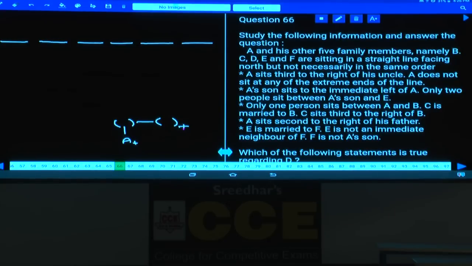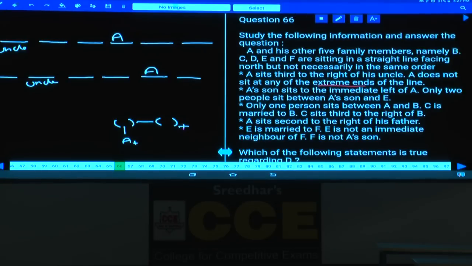A sits to the right of his uncle. If his uncle is at this place, 1, 2, 3, A will be here, isn't it? That is one possible. Then what is the next one here? And A does not sit at any of the extreme ends of the line. As A is not at the extreme ends of the line, then what is the second other possibility here? 1, 2, 3, 4, 5 and 6. Now in this one, A will be here and his uncle will be at this place, isn't it? Hence how many possibilities do we have? We have only 2 possibilities because A cannot be at the extreme end of the line.